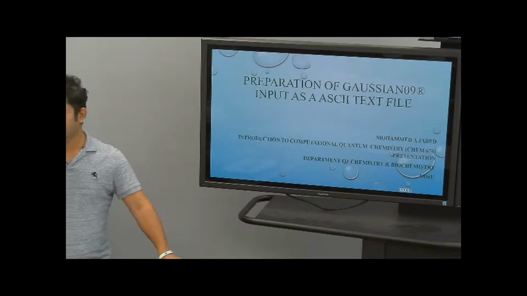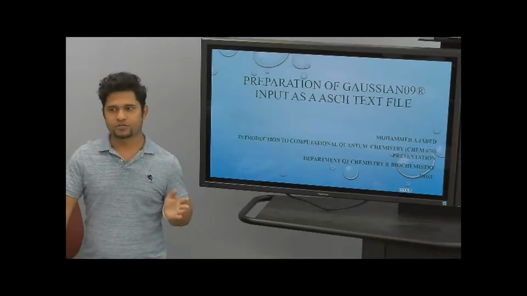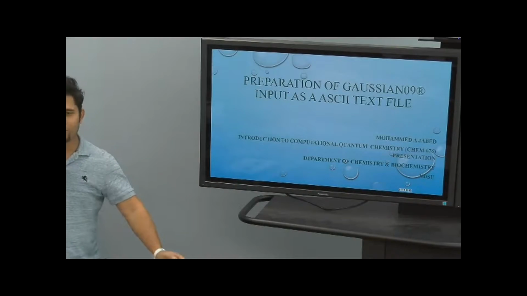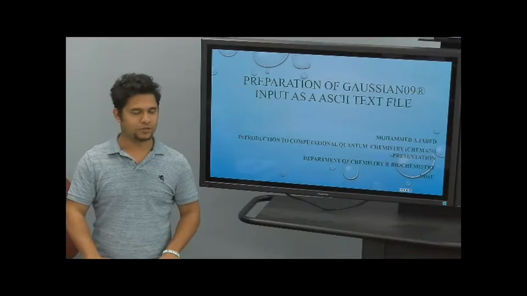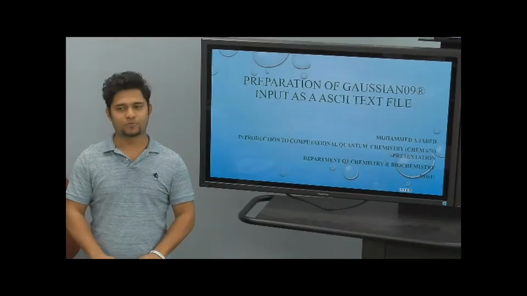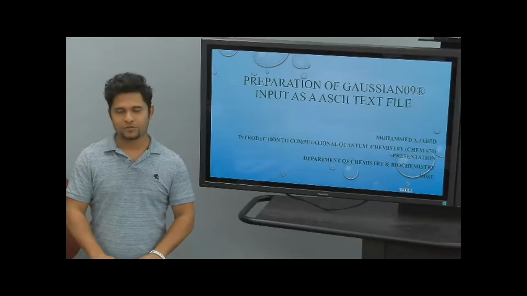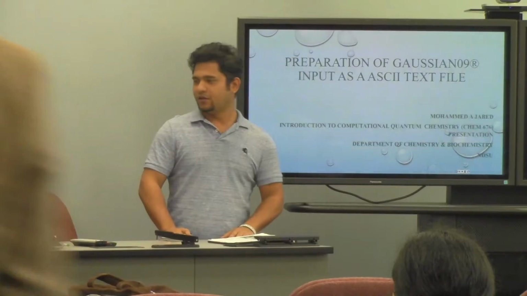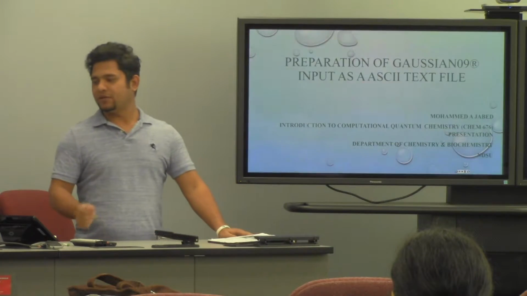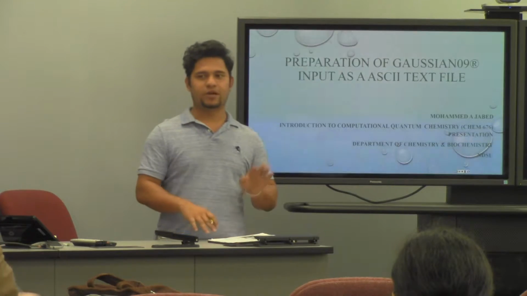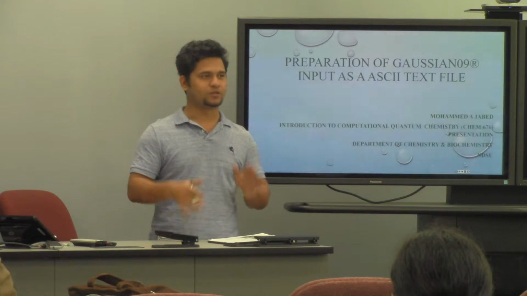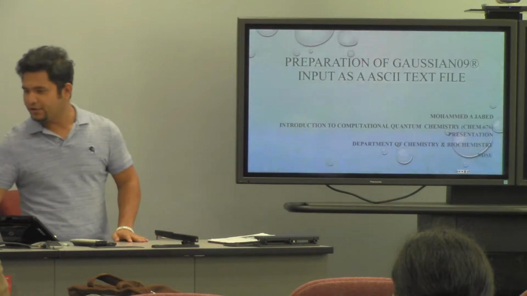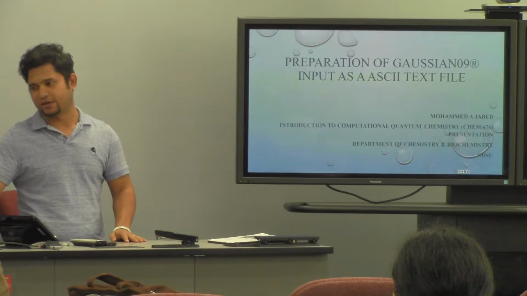So actually, in the last couple of presentations we learned how to do some quantum chemical calculations using Gaussian software, but we have to give some instructions to the Gaussian software. For that purpose we need to make an input file, and we use a graphical software, the GaussView software, to make that input file. In the last presentation you also saw that by using some graphical commands it will create a file. That's actually nothing but just an ASCII text file.